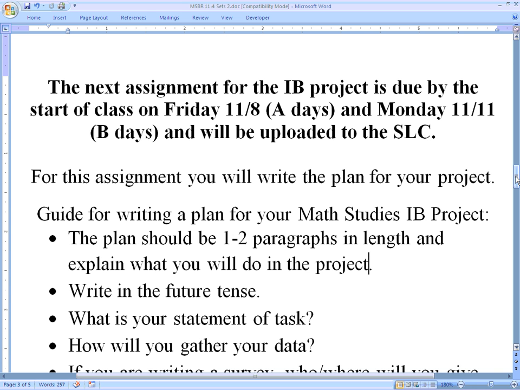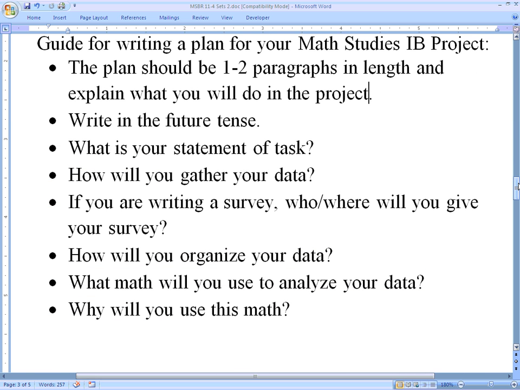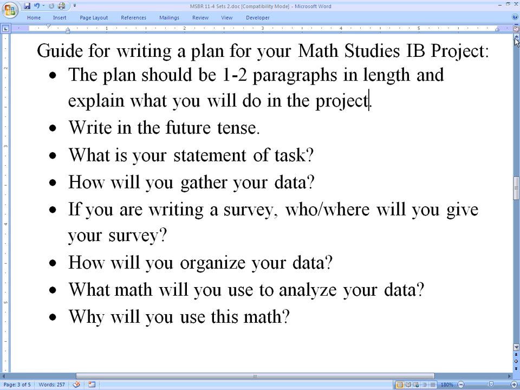For this assignment, you'll be writing the plan to your project. And I've given you a little bit of a guide as to what you want to do when writing this plan. Again, you're going to upload the plan to the SLC. There'll be a little Turnitin hand symbol, and it'll be titled Project Plan. And you need to upload that by those dates that I just previously had up here, next Friday or Monday, depending on whether you're an A or a B day.